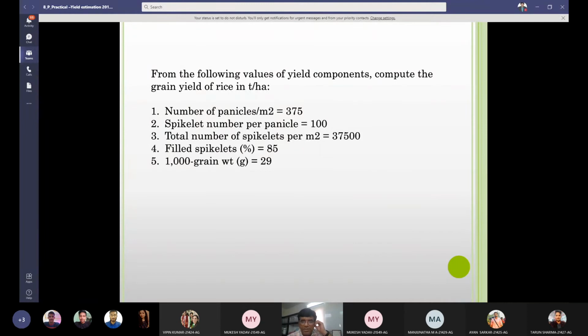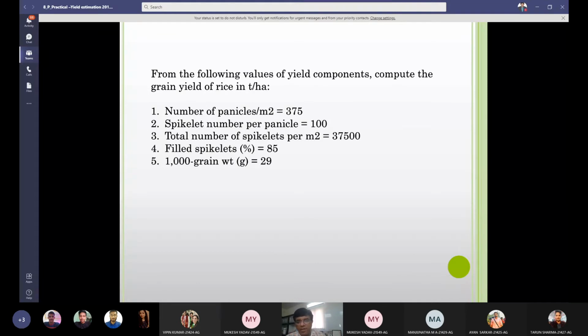Now, this is an example you need to do at home. Please try to solve this problem: from the following values of the yield components, compute the grain yield of rice. Number of panicles per meter square is given as 375. Spikelet number per panicle is 100. Total number of spikelets per meter square is 375 multiplied by 100. You get 37,500 as total number of spikelets.